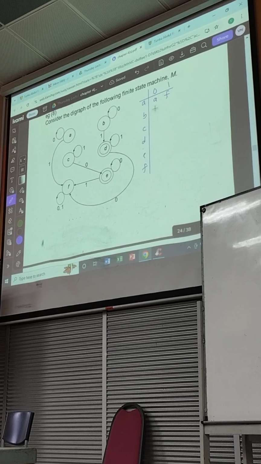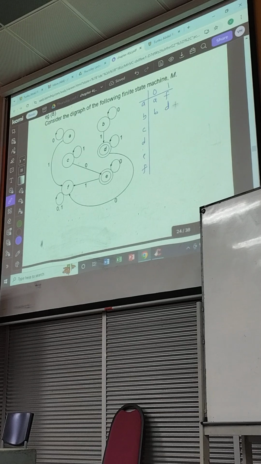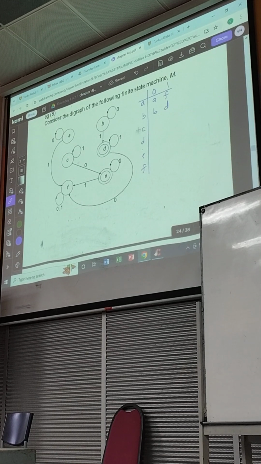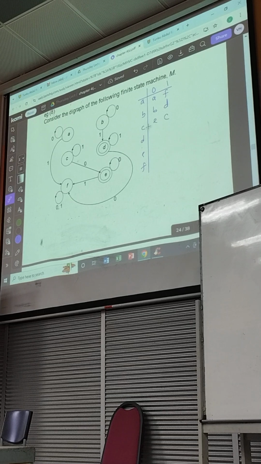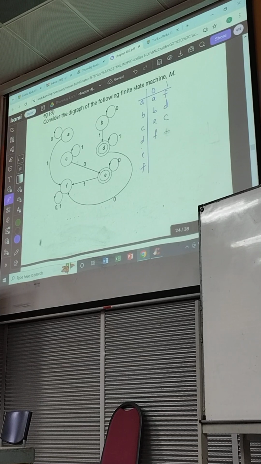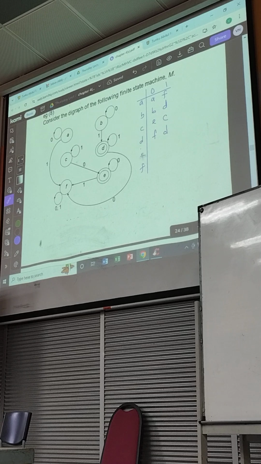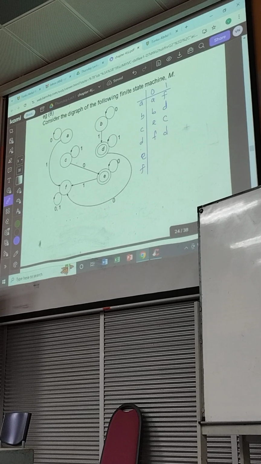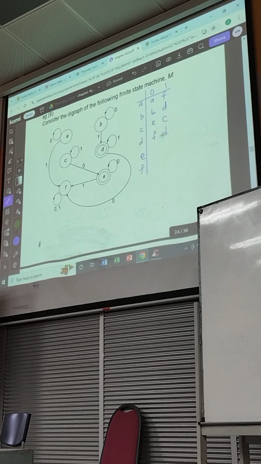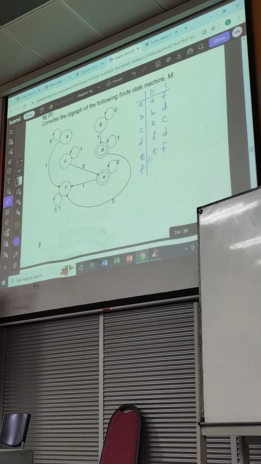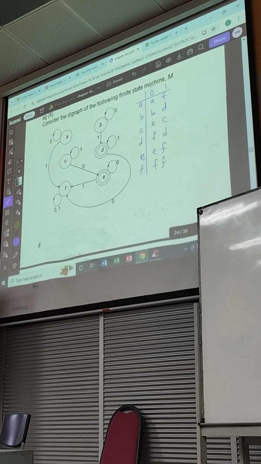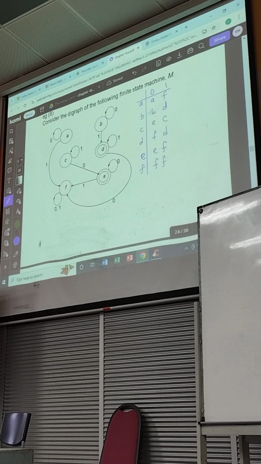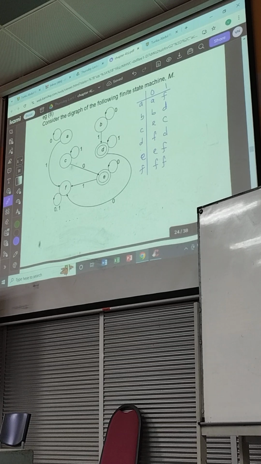B will go to BD. C goes to EC. D goes to FD. E, this is E, yeah? E goes where? EF. And F goes to FF. Right? All of you know how to see, right? Just follow this diagram only.